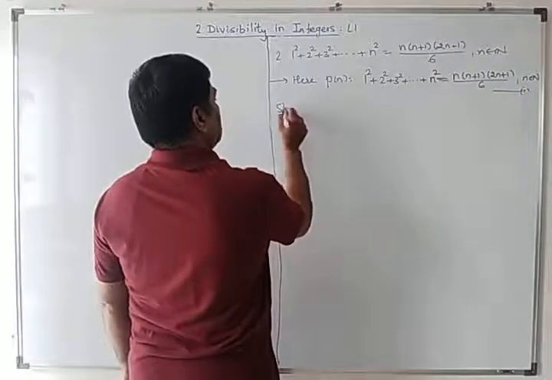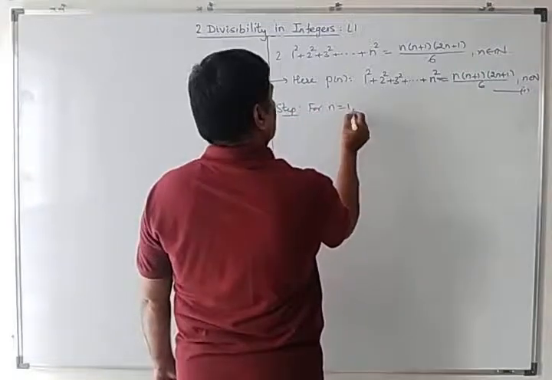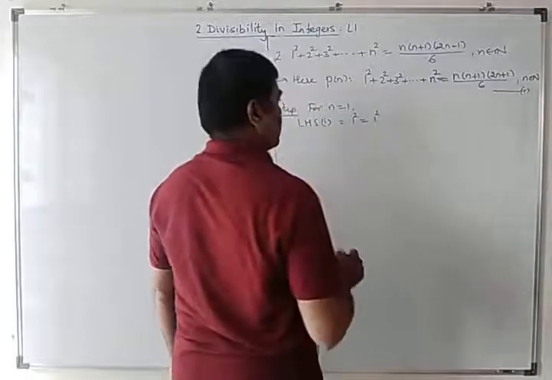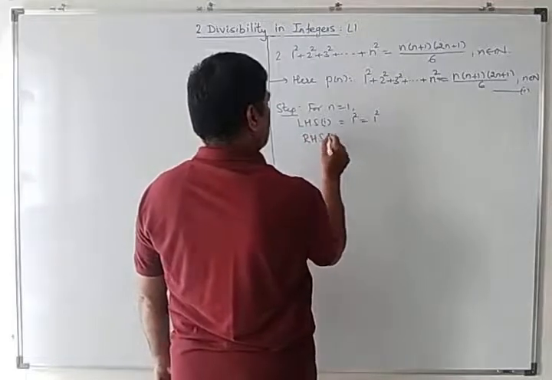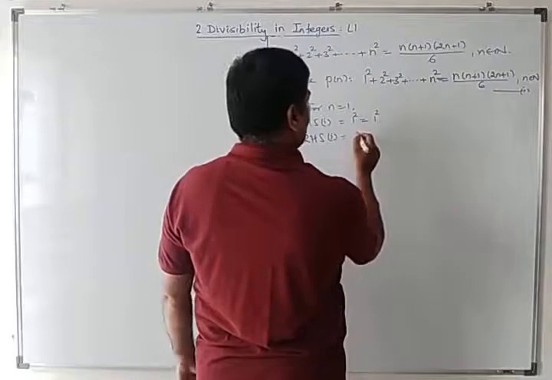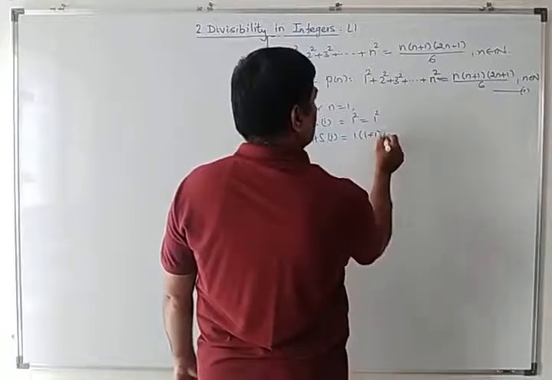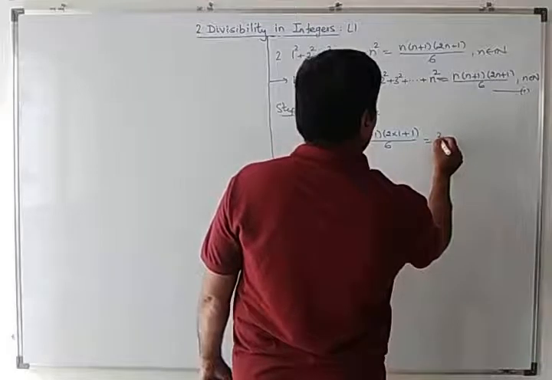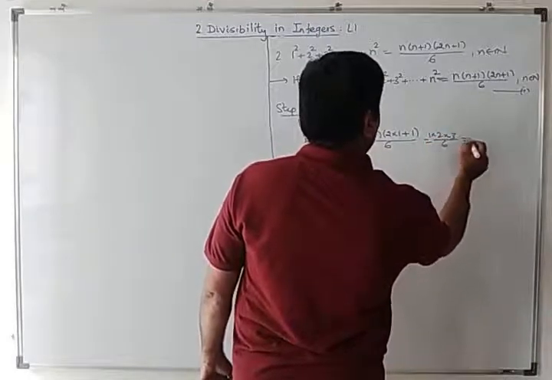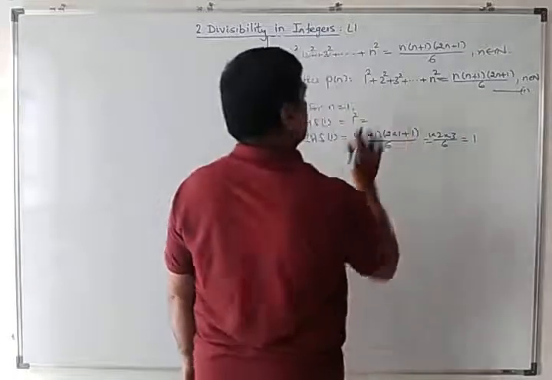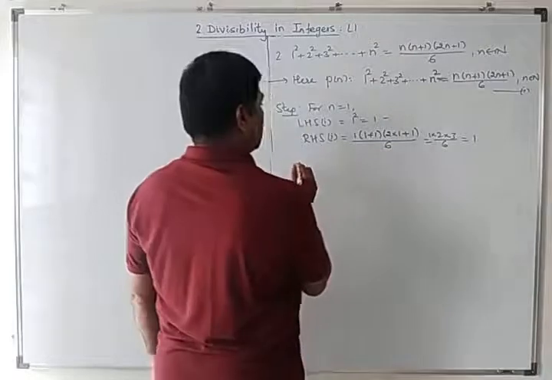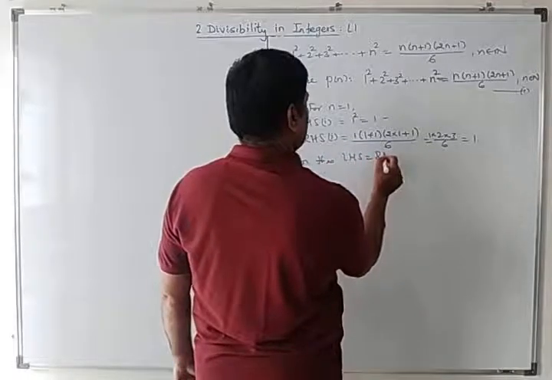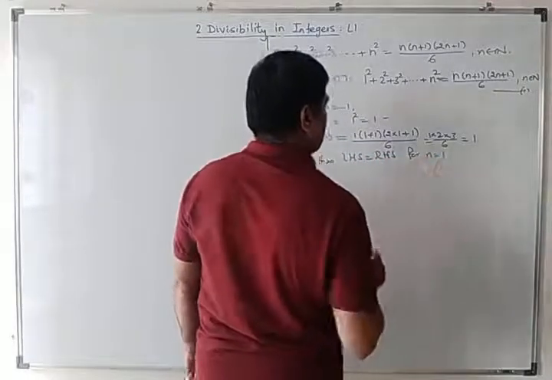So step 1, for n equal to 1, the left hand side of 1 is equal to 1 square, is 1 square. The right hand side of 1 is 1 into 1 plus 1 into 2 into 1 plus 1 upon 6. That is 2 into 3 upon 6, which is nothing but 1. So LHS 1 equals RHS 1. From this, the left hand side is equal to the right hand side for n equal to 1, and therefore P1 is true.